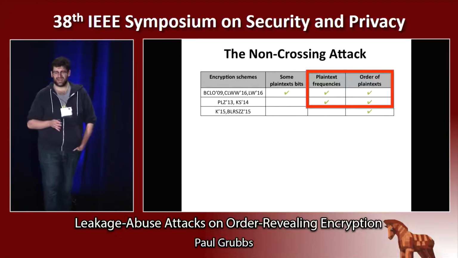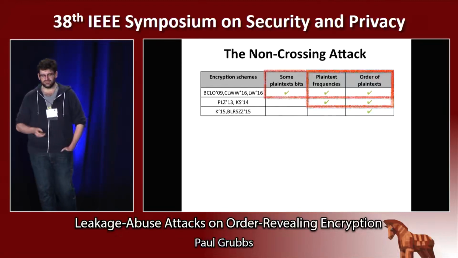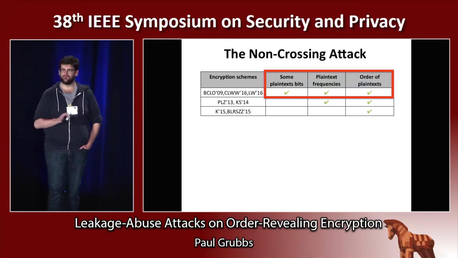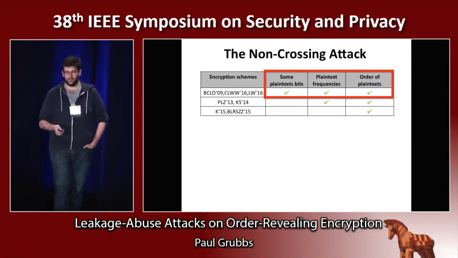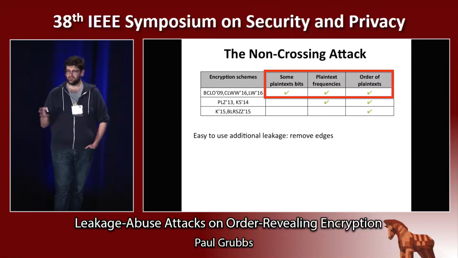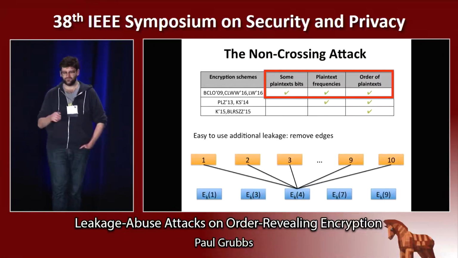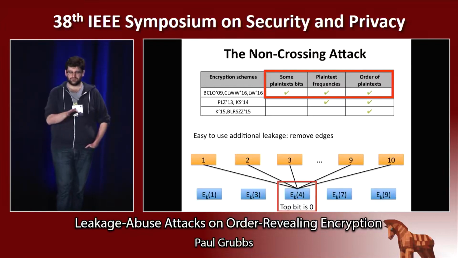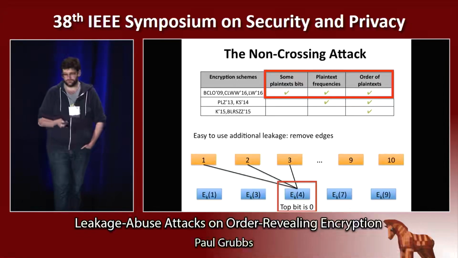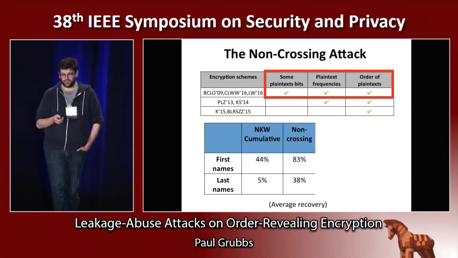Another advantage of this attack is that it basically makes it very easy to incorporate the additional leakage of some of the more efficient schemes that are used in practice. So what you just need to do is take your bipartite graph that you start out with and remove the edges that contradict the additional leaked bits of the plaintext. So for example, if you learn that the top bit of this particular ciphertext is 0, what you can do is just remove the edges that would map it to any auxiliary data whose top bit is 1. It's pretty simple.